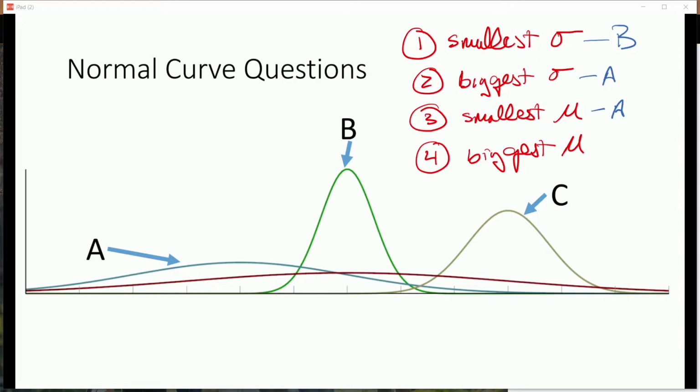All right, now that we've got that out of the way, I'll bet we can do this one. Alex, which one of these has the biggest mean? It is C. It's the one with the middle that's the furthest to the right. Very good. Okay, well, that wasn't too bad.